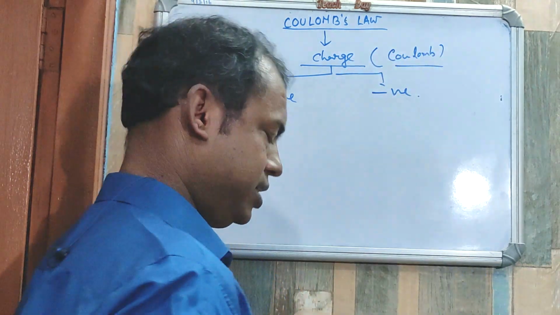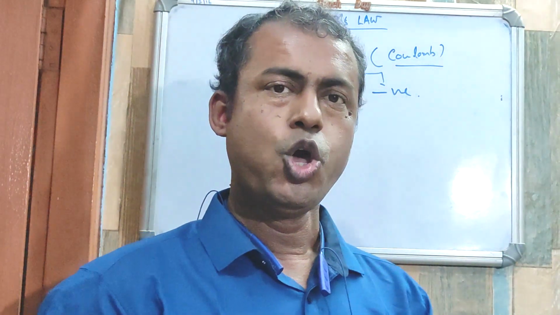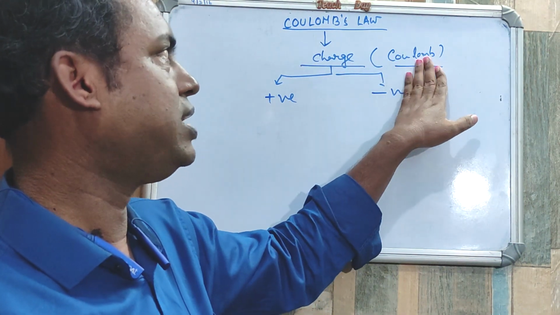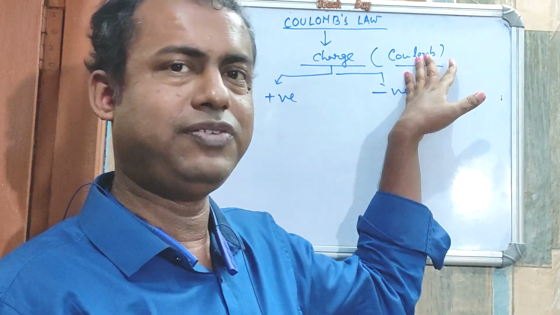So you just remember it in this sense. Okay. So in the presence of the coulomb, this is the charged body, and this one is the SI unit of charge. This is the first one.